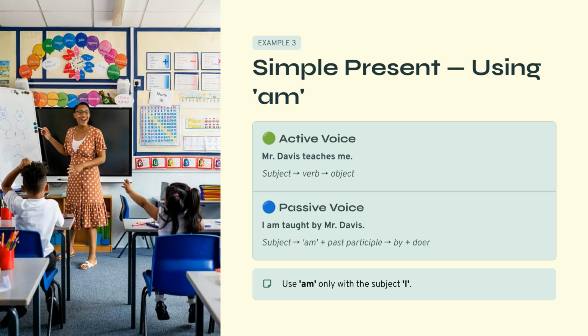Example 3 shows how to use am in the simple present tense. In the active voice, we say, Mr. Davis teaches me. In the passive voice, this becomes, I am taught by Mr. Davis. Here, we start with I, followed by am taught, and end with by Mr. Davis. We only use am when the subject is I.